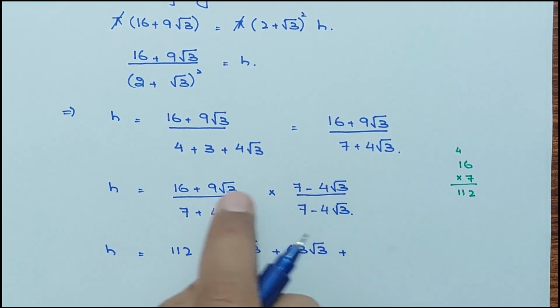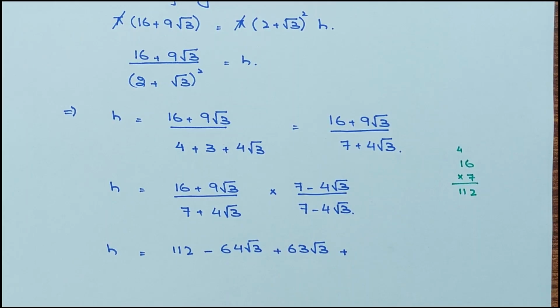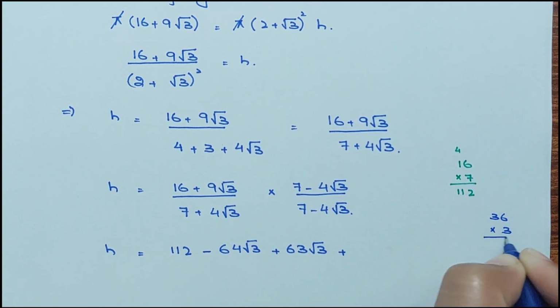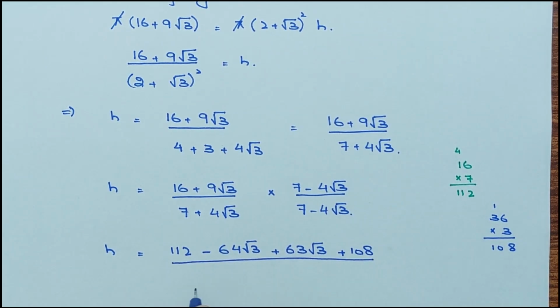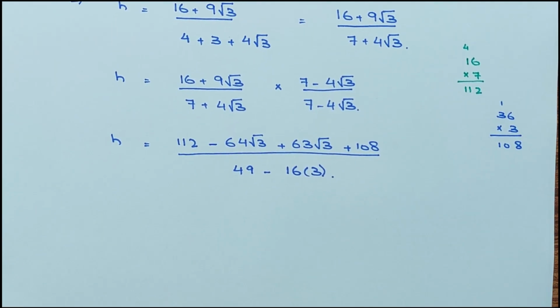We have 9 times 4 and root 3 times root 3. So 9 times 4 is 36, and root 3 times root 3 is just 3. So 36 times 3. 3 times 6 is 18, 3 times 3 is 9 plus 1 is 10, so 108. Right. And in the denominator, we have (a plus b) and (a minus b), which is 7 squared, which is 49, minus 4 squared, which is 16, times 3. Right. For this simplification, we have the height, which is 112, and adding 108.